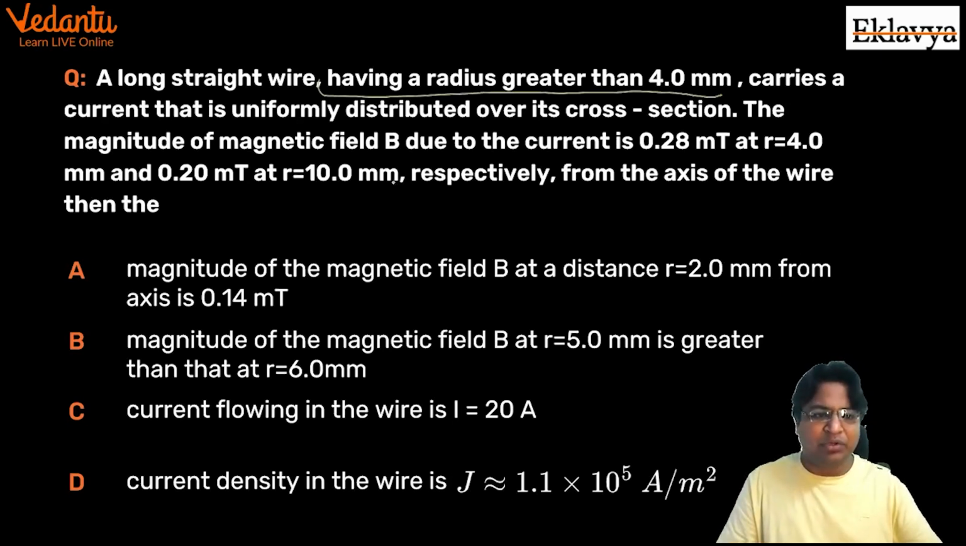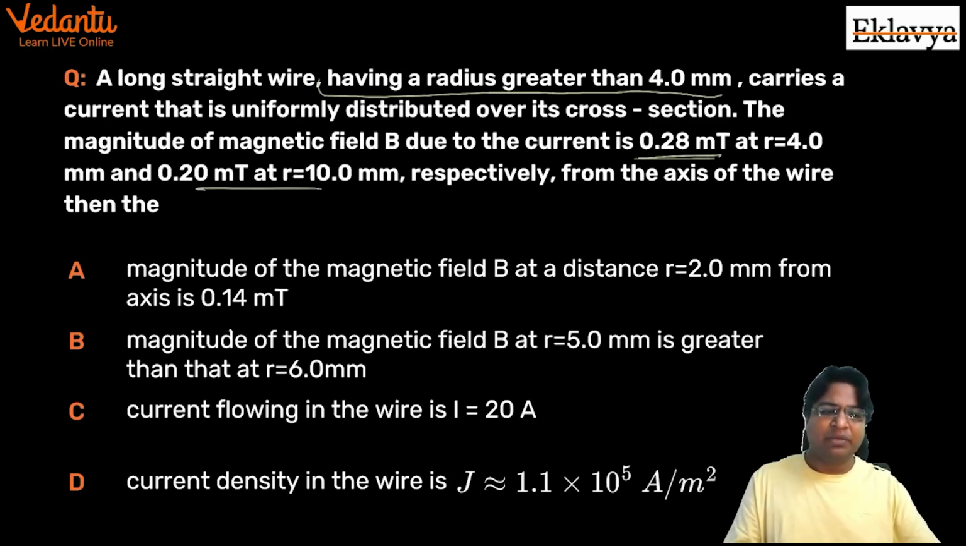And we've been told about the magnetic field at 4 millimeter distance, so that is surely inside the wire, because the radius is more than 4 millimeter, and we are talking about the magnetic field at a point which is 4 millimeter from the axis. So this is surely inside the wire, and then we have a different value at 10 millimeter from the axis of the wire. So let's first pay attention to a few things.